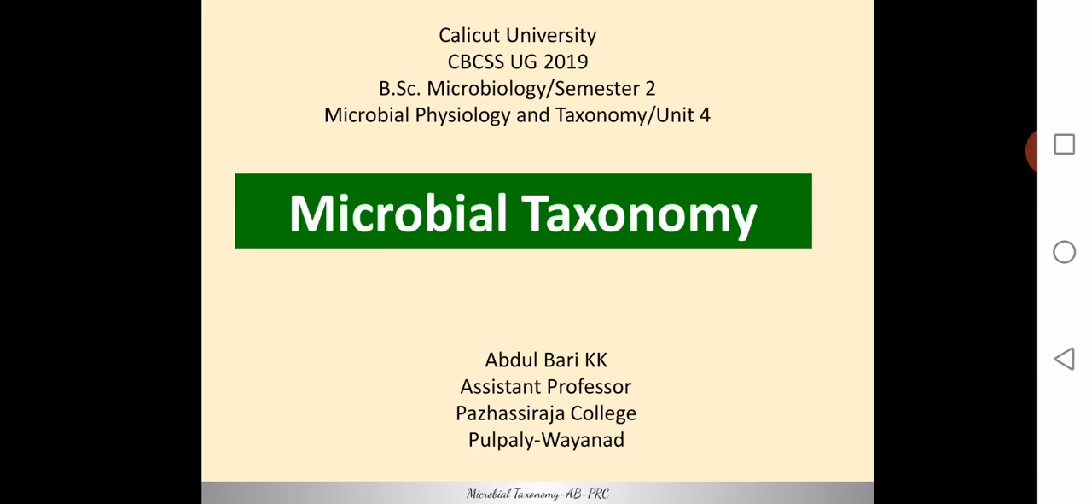In this part of the presentation, we'll be discussing microbial taxonomy. Taxonomy in general is the classification of organisms for their easy understanding and easy identification. So for microorganisms also, we have to follow a certain system to classify these organisms. Here we will briefly describe the different strategies used for classification of microorganisms and how we actually classify microorganisms.